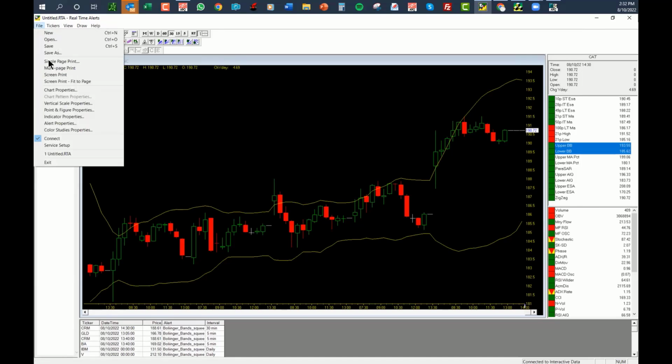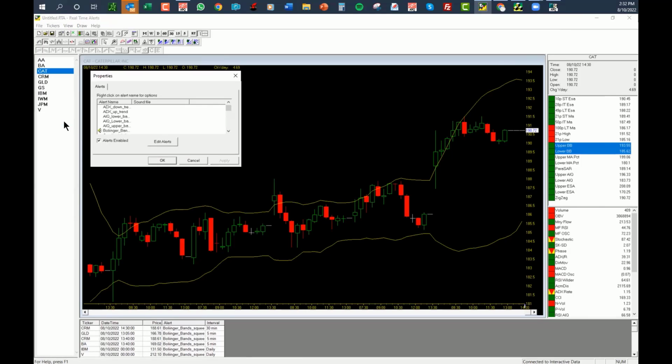Well, we go to File and we go down to Alert Properties. Within alert properties itself, first thing, I'm going to make sure this is enabled if you want alerts to happen. I already have Bollinger Bands. See when you've got this little sound icon here, I have Bollinger Band Squeeze, which is the name of this strategy, already enabled in here. To add in a strategy that's not already in this list, and you'll notice there's a whole bunch already in here, I will need to go into Edit Alerts.